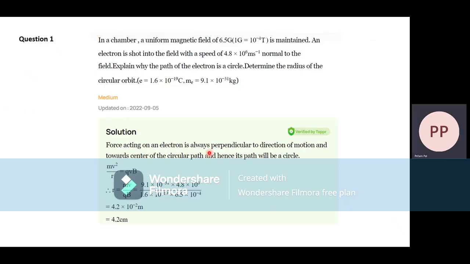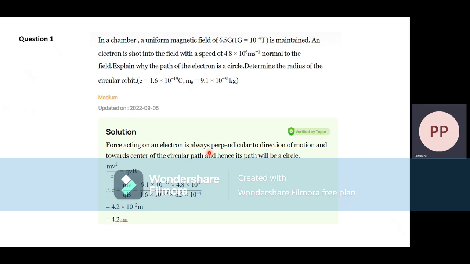So now the next question is: in a chamber, a uniform magnetic field of 6.5 Gauss is maintained, and an electron is shot into the field with a speed of 4.8 times 10 to the power 6 meters per second, normal to the field. Explain why the path of the electron is a circle and determine the radius of the circular orbit. It's the same kind of question you just solved in the last question, so exactly the same concepts you need to use here also.